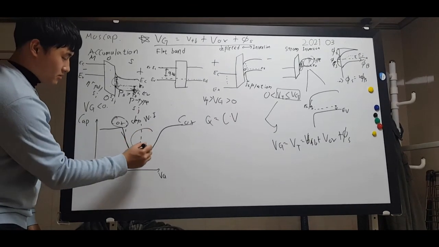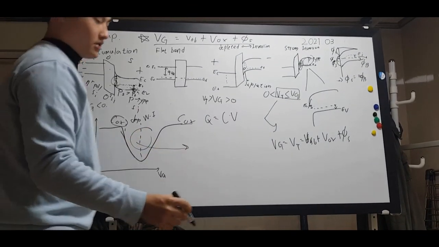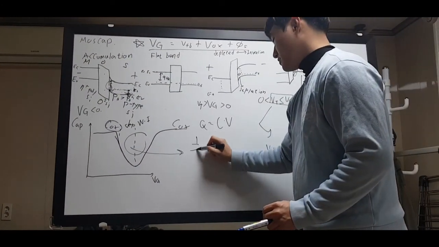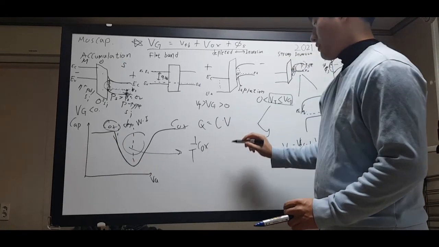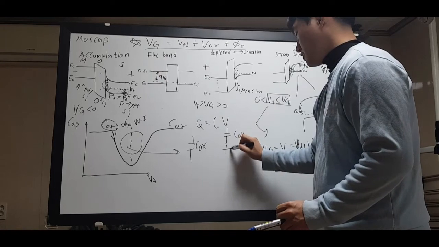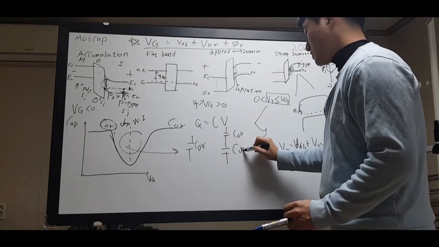So look here. For the accumulation, there will be a capacitance of the oxide. And for depletion, there will be two capacitances, the oxide capacitance and the depletion capacitance.